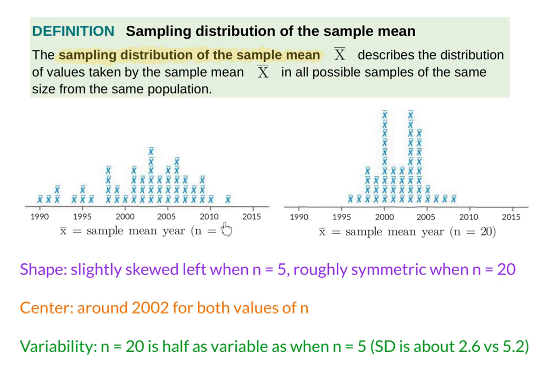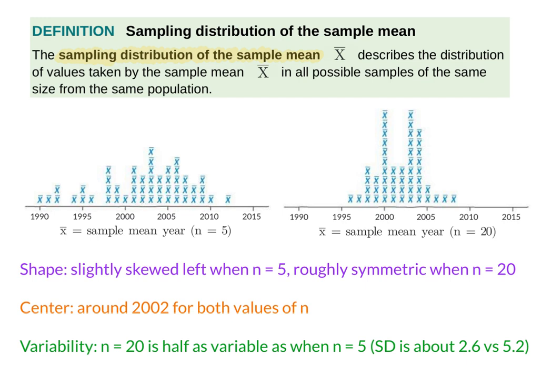You could probably guess, but let's talk about it, at least in these two examples. So when n equals 5, the shape, which is something that we analyze for a distribution of any kind, sample or population, is slightly skewed to the left when n is smaller. But when n is larger, we get something that is roughly symmetric. You could draw a bell curve around that. And then the center is actually the same for both graphs, or relatively the same. They're around about 2002.